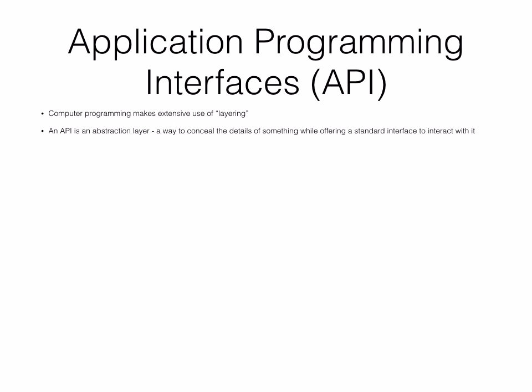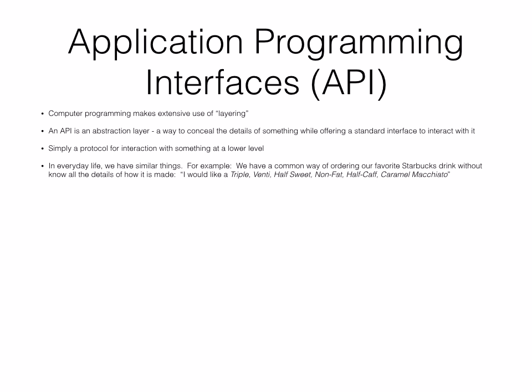So an API is an abstraction layer. It's a way to conceal the details of something while offering a standard interface to interact with it. It's simply a protocol for interaction with something at a, quote-unquote, lower level. I gave the example of a device driver. That's a great example. And so I tried to give you an example that simulates something like an API in everyday life.